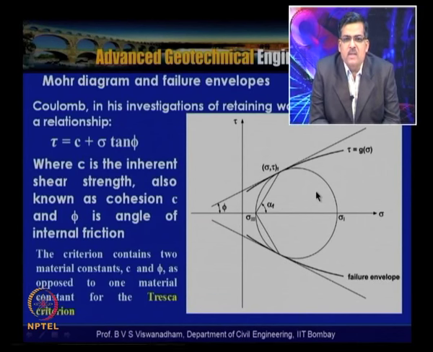So the Mohr Coulomb criterion basically consists of two parameters, that is c and phi, as opposed to one material constant for the Tresca criterion. As far as the Tresca criterion is concerned, there is only one material constant.